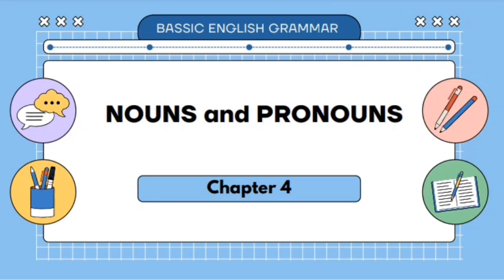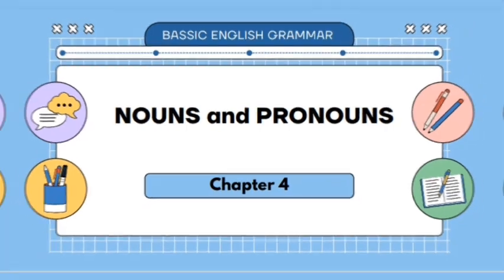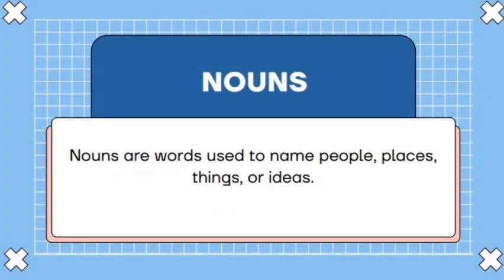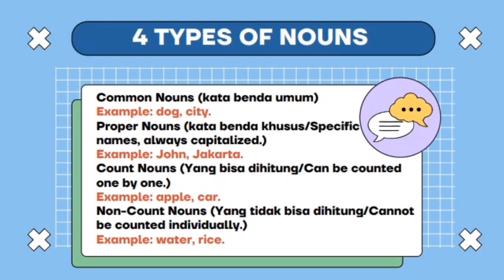Chapter 4, Nouns and Pronouns. Okay, let's explain about nouns first. Nouns are words used to name people, places, things, or ideas. Four types of nouns. Common nouns. Example, dog, city.